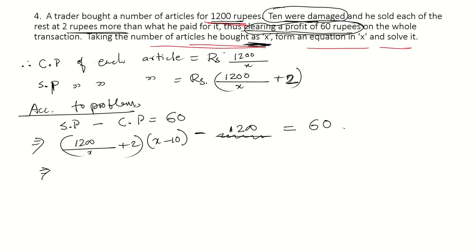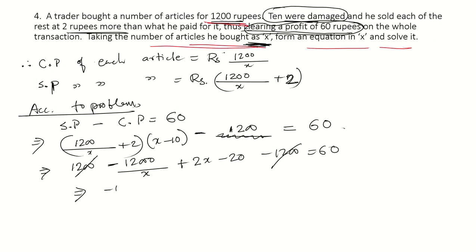So now we need to multiply these expressions. 1200 over X times X is 1200, minus 1200, 12,000 by X divided by X plus 2X minus 20 minus 1200 equals 60. This 1200 gets cancelled with this 1200, and now we can also write minus 12,000 by X divided by X plus 2X minus 80 equals 0.